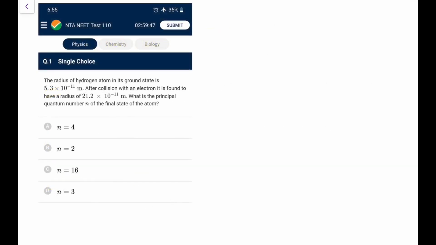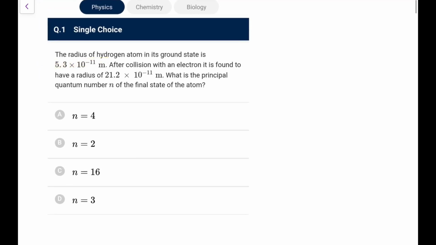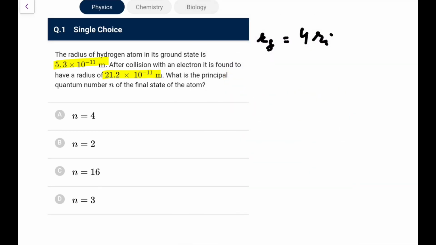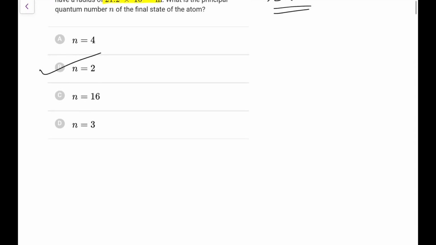So let's see the first question. The radius of hydrogen atom in its ground state is 5.3 × 10^-11. After collision with an electron, it is found to have a radius of this much. If you look at this data, you can directly make out that this final radius is 4 times the initial one. We know r is proportional to n squared, so because it has become 4 times, it has come to the second state, therefore the radius has become 4 times.